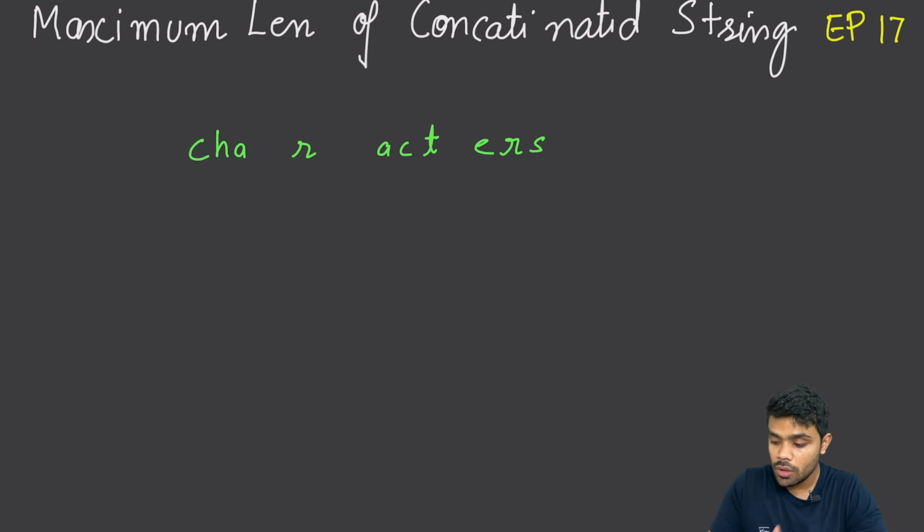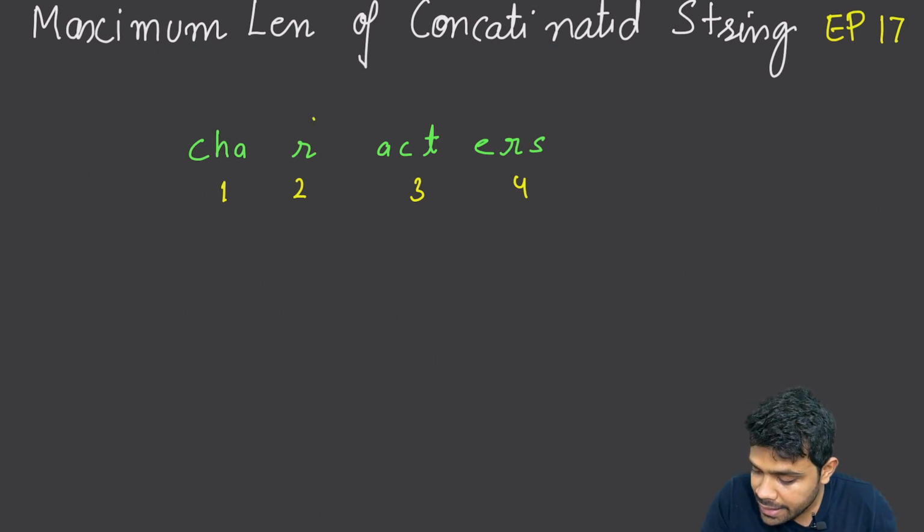Okay, so now look at the example here. Right in front of you we have cha. This is the first string that we have, this is the second string, this is the third string, and this is the fourth string. First string is cha, second string is r, third string is act, and the fourth string is ers. Now if I want to obtain a string by concatenating these given strings, obviously I cannot concatenate string number 2 and string number 4.